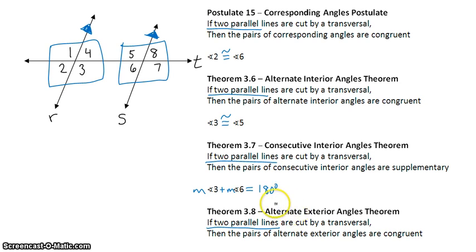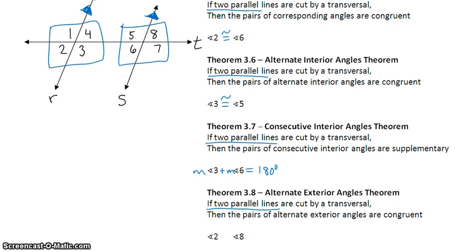And my last theorem, the alternate exterior angles. If I look at angles 2 and 8, if I slide these four angles on my transversal to be on top of these four angles, 4 and 8 would be in the same spot, which means that 2 and 8 would be vertical, which means that they would be congruent. So 2 and 8, because my lines are parallel, are going to be congruent.